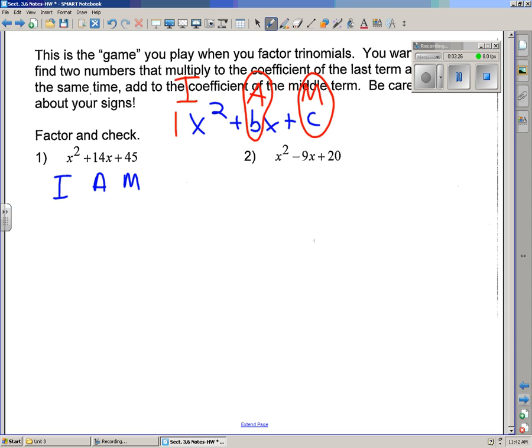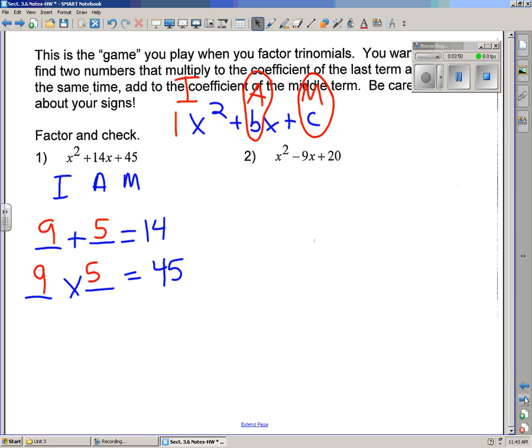And then you're going to play the game that we just played. I'll start with the addition part first. I want two numbers that add to 14, because that's where the A is. I want two numbers that multiply to 45. Well, it multiplies to a positive, so the signs are the same. It adds to a positive, so both same signs better be positive. And hopefully you realize that 9 times 5 is 45, and 9 plus 5 is 14. So we found those two numbers.